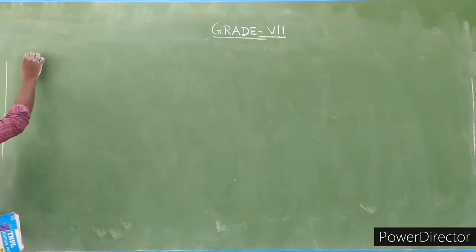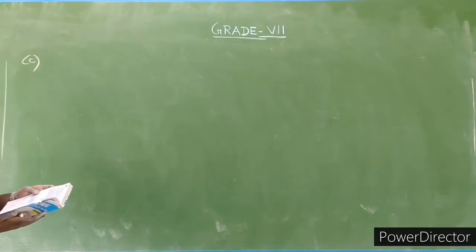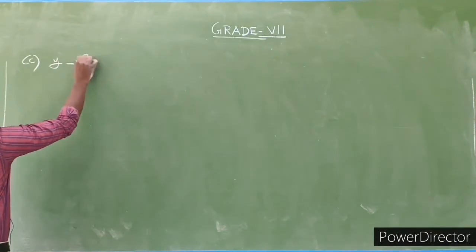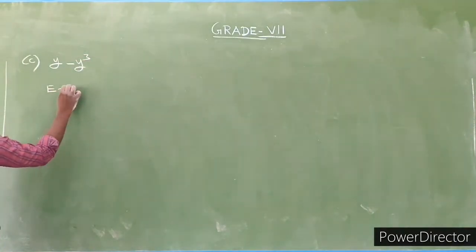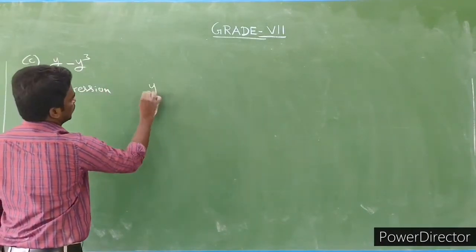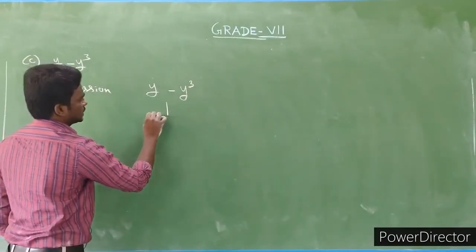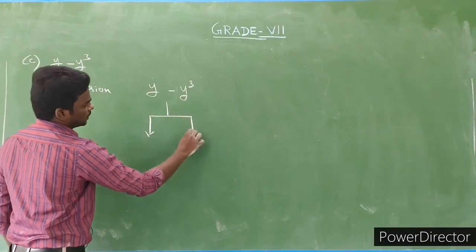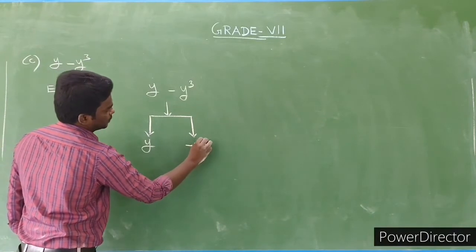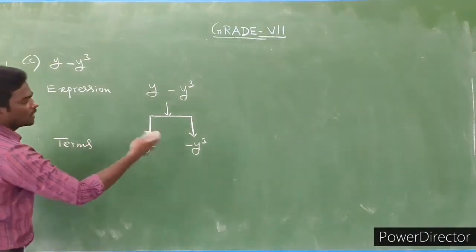Next, what is the c question? The c question is y minus y cube. Y minus y cube is given. So here the given expression is y minus y cube. This expression can be written as these 2 terms. What are the 2 terms here? y and minus y cube.